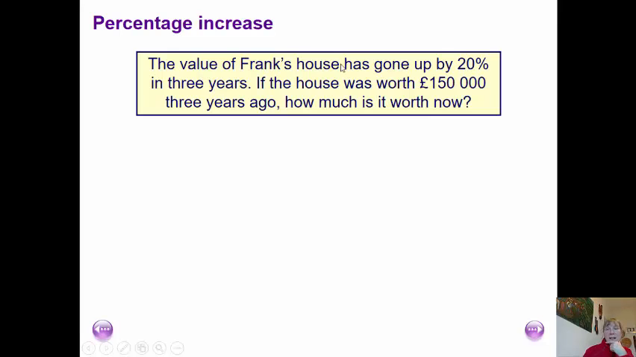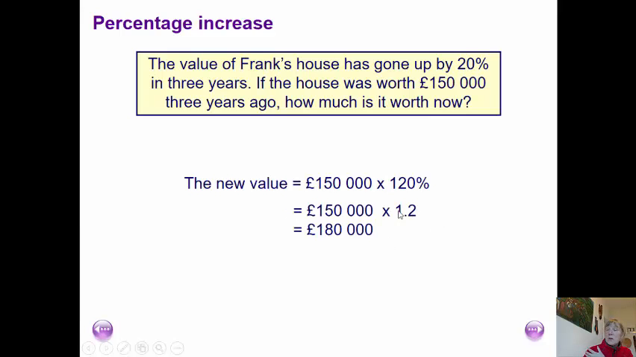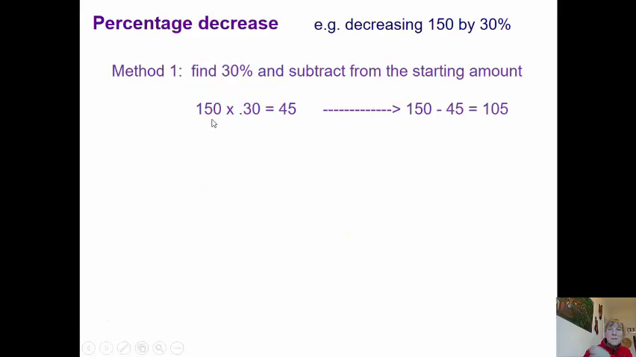So, quick one, the value of Frank's house has gone up by 20% in 3 years. If the house was worth 150,000 3 years ago, how much is it worth now? Well, we just multiply 150,000 by 120%, which is the same as multiplying by 1.2, giving 180,000 pounds.